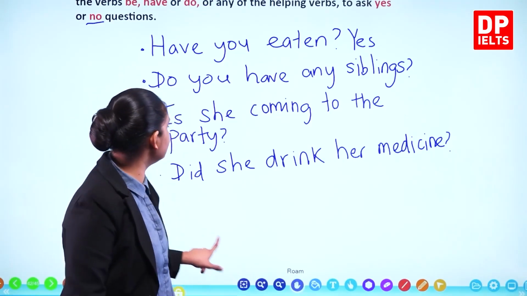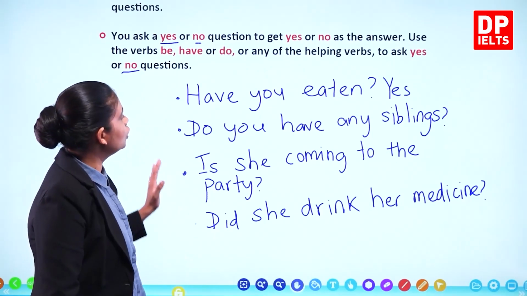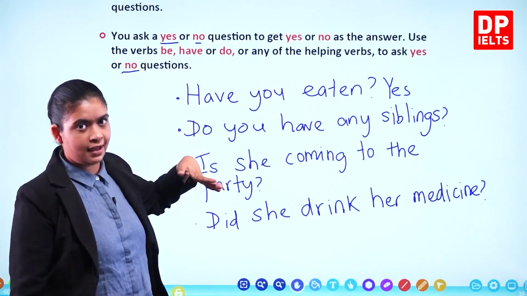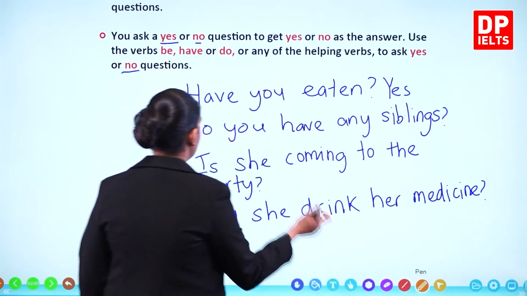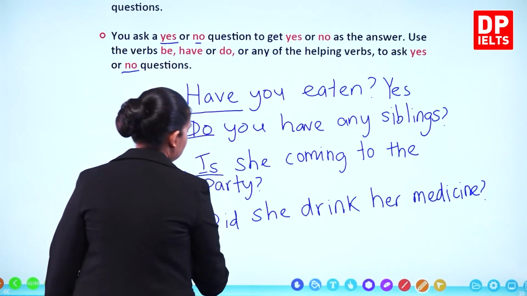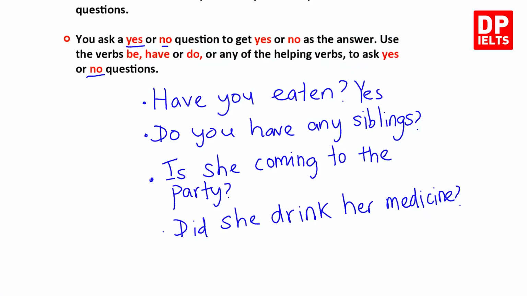So if we take yes no questions, right, it means that you should get the answer as a yes or no. So you can use any helping verb at the start to get that kind of answer. ஸோ இதில் பார்த்தீங்கன்னு சொன்னால் இந்த ஒவ்வொரு கொஷன்லையுமே நாங்கள் யூஸ் பண்ணியிருக்கிறது do or ஒரு helping verb. Have you eaten? Do you have any siblings? Is she coming? Did she drink? Question words, அதாவது WH question words இல்லை, பட் helping verbs யூஸ் பண்ணுறோம் இங்கே questions கேட்குறதுக்கு.